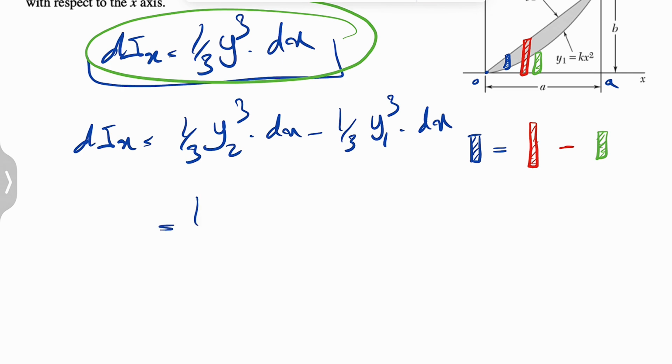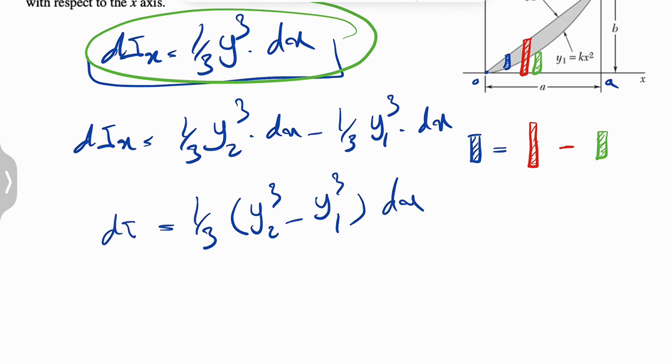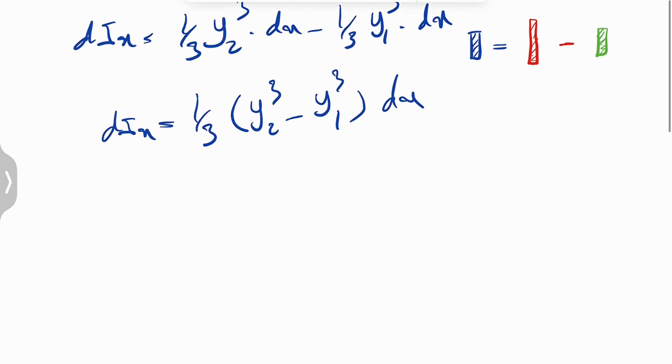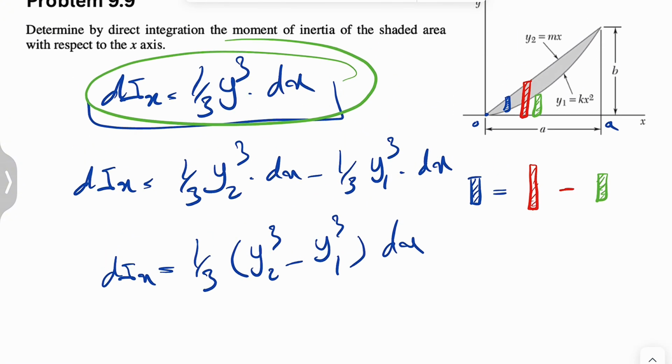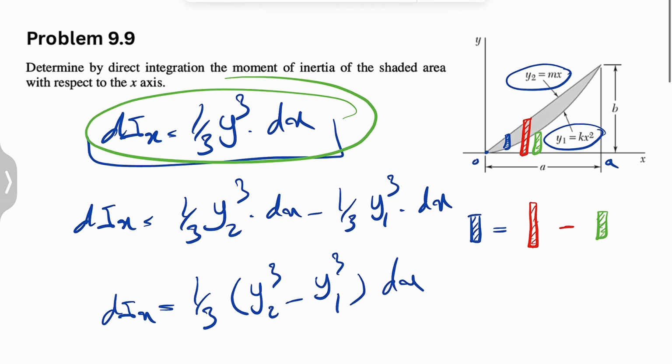We can just factor the 1/3 and dx in here, and what we're going to get at the end will be dIx equal to this formula. We just have to do the integration. But before doing that, we have a constant in the equation for each curve. Let's figure that out. We're going with the point that we have on each of these curves, where the x would be a and the y is equal to b.